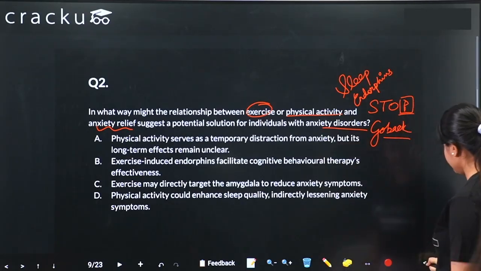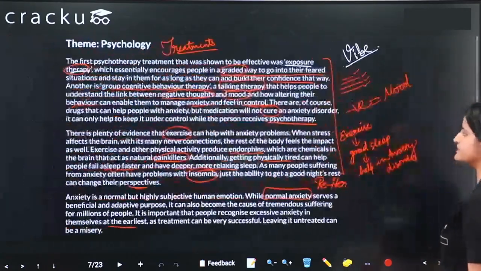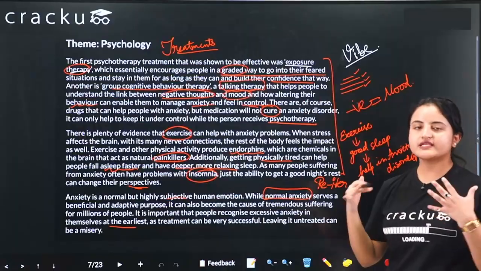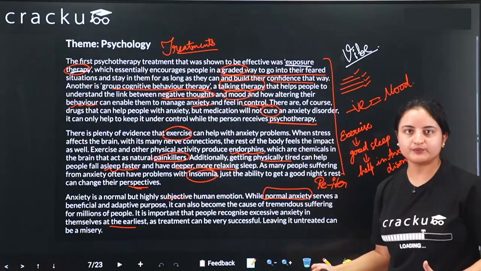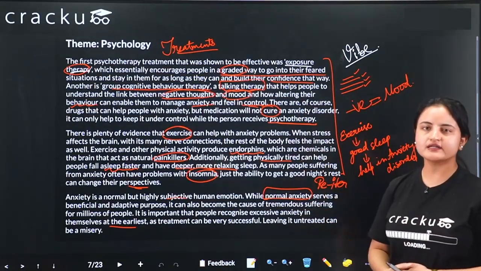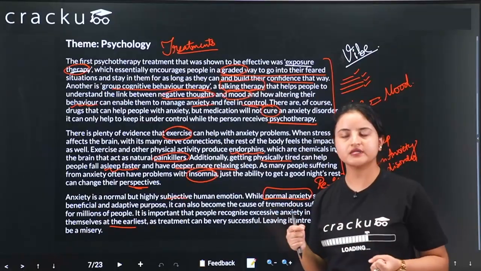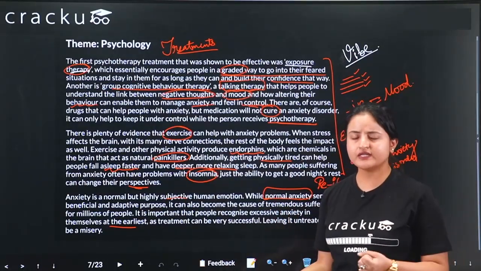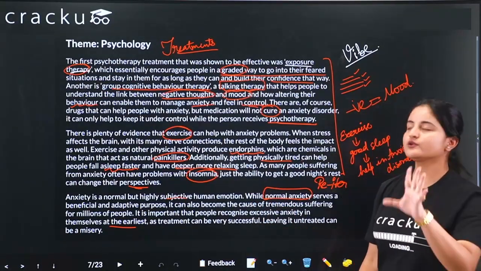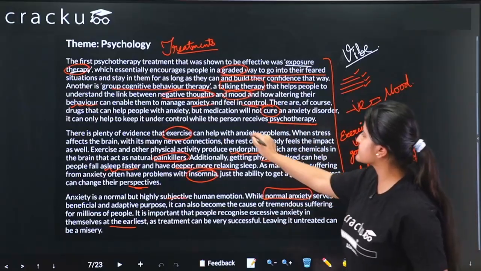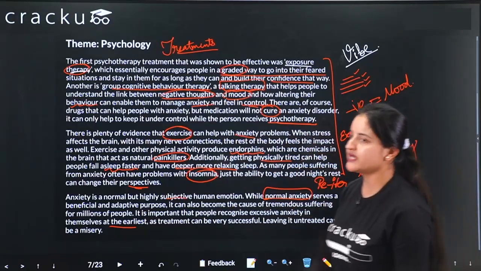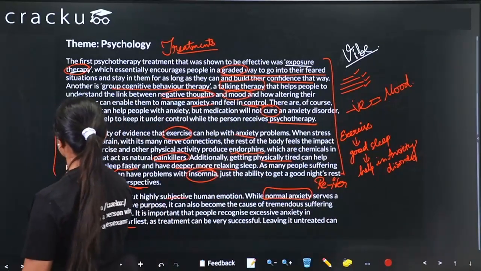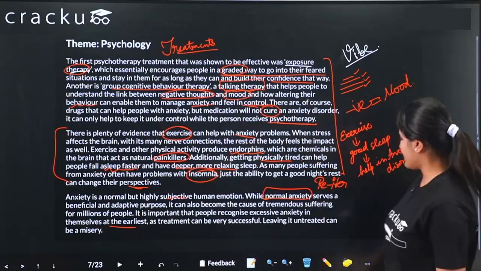So we can simply go back, even if we don't, suppose we forgot. You should try to remember. The T or the tag part is that you should try to remember the basics of it. But even if you don't, you will know you can go back. So exercise can help with anxiety problem. This whole paragraph is talking about that, right? So we can always go back.